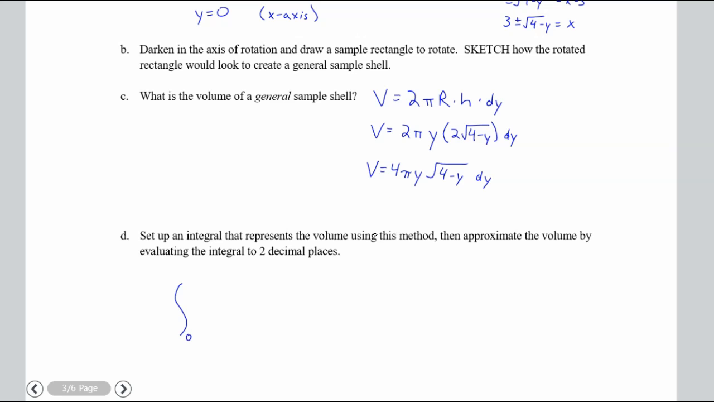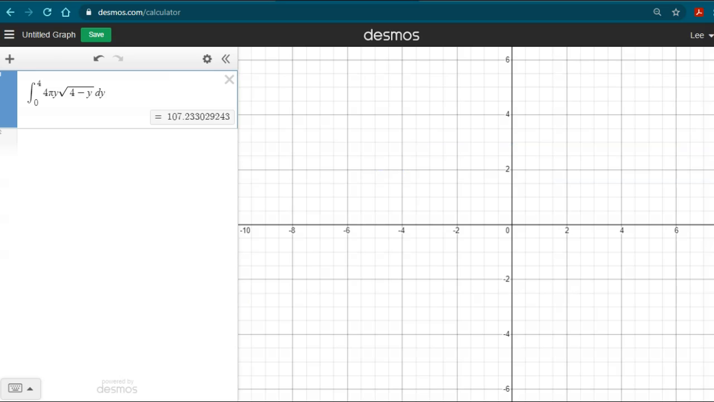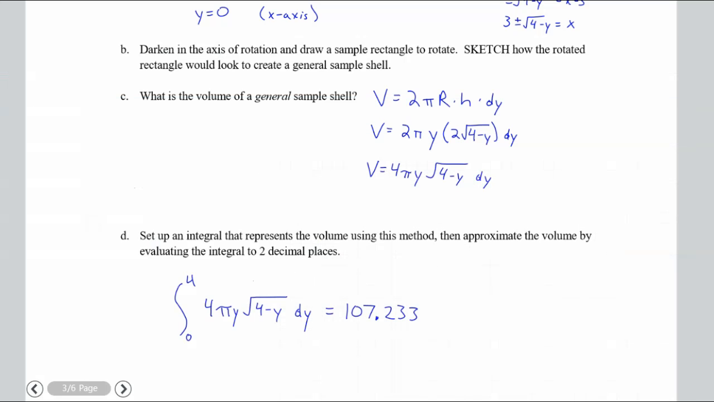So we have the integral, it's going to be my volume, and we have the 4 pi y square root of 4 minus y. And since we're basically using technology for most of these, if you just wanted to leave it with the 2 separated, you could. Kind of up to you on that. So let's go ahead and calculate that real quick. I went ahead and put that into Desmos. Integral from 0 to 4 of 4 pi y square root of 4 minus y dy. And we get this 107.233. So that is the value that you should get for that integral.